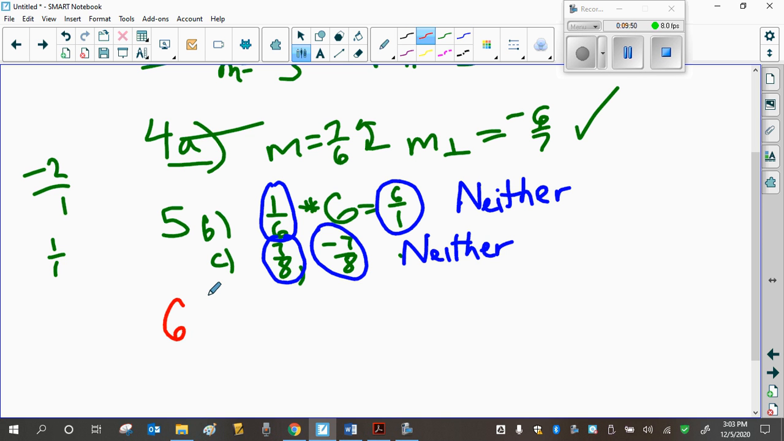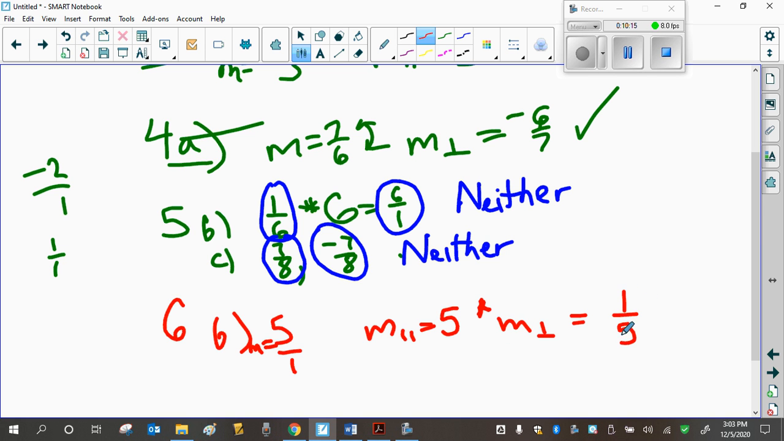Do I want to do A? Sorry, it's B, C, or D? Let's go with numbers. Okay, so let's go 5. That's the slope. What slope is parallel to this? Well, it's the same. What slope is perpendicular to this? Okay, so star this one, you have to know how to do this. 5 is 5 over 1, so you flip it to 1 over 5. Good enough? No. It has to be a negative.